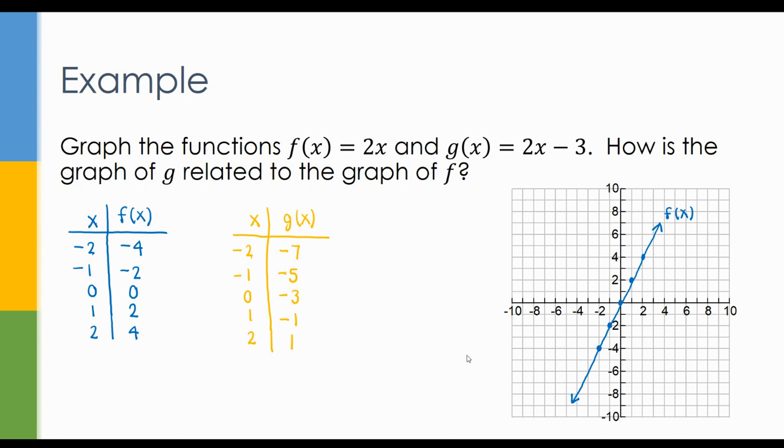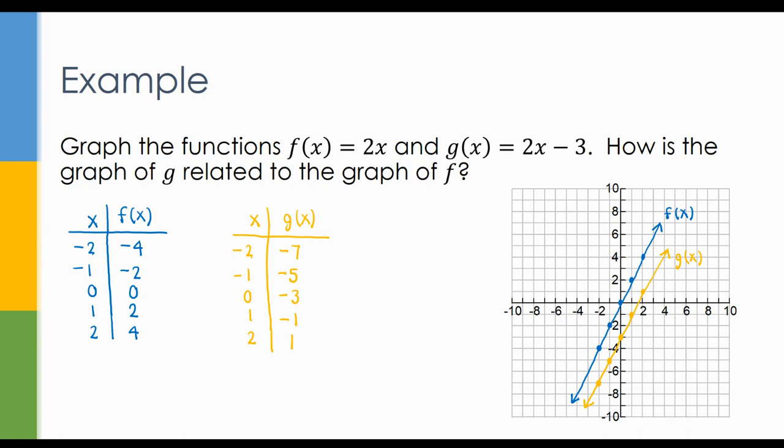So here are my ordered pairs. I'm going to go ahead and plot those points. So at -2, we're at -7. -1 is -5. 0, -3. 1, -1. And 2, 1. So once again, notice how we formed a line, which makes sense because we once again just have an x. And so I'm labeling this as g of x.